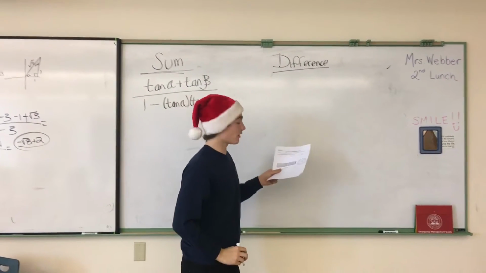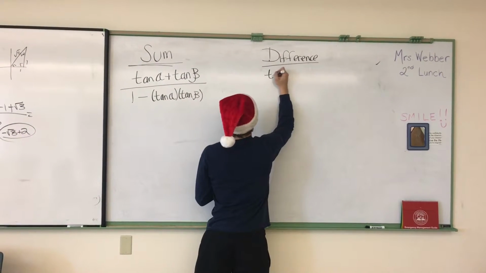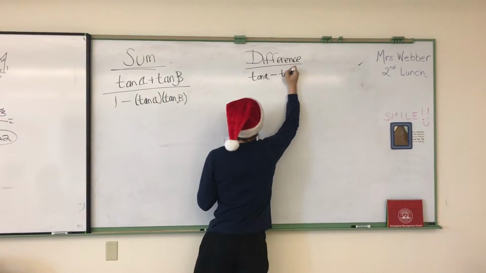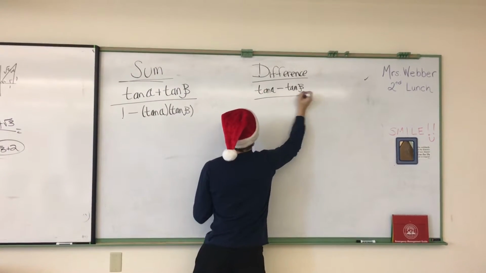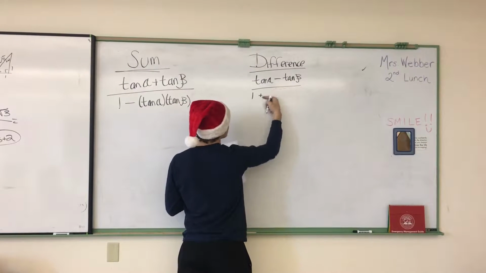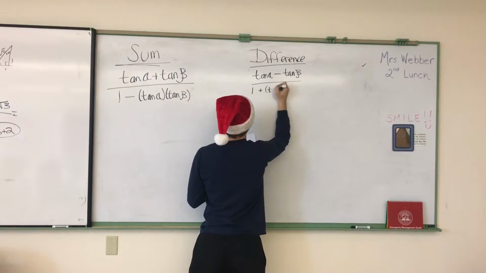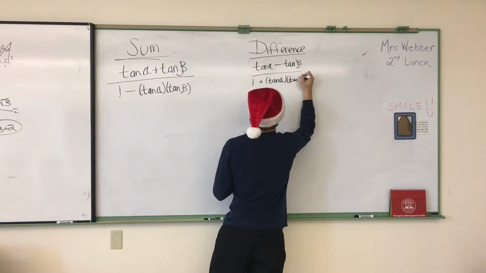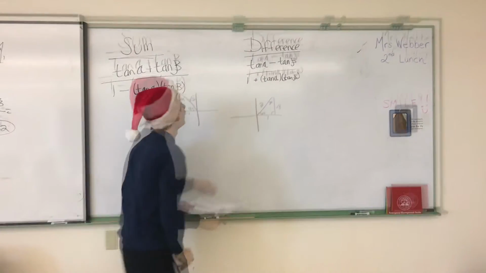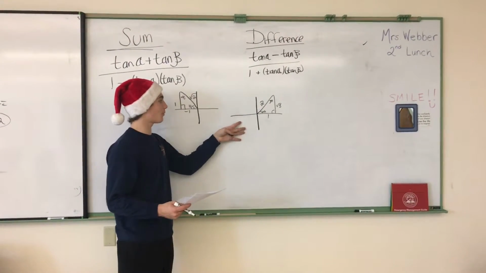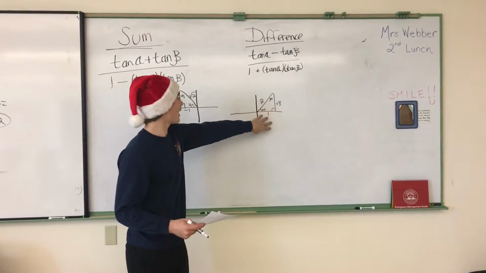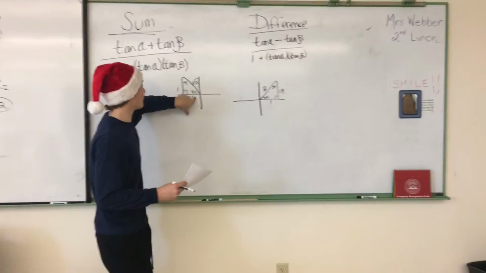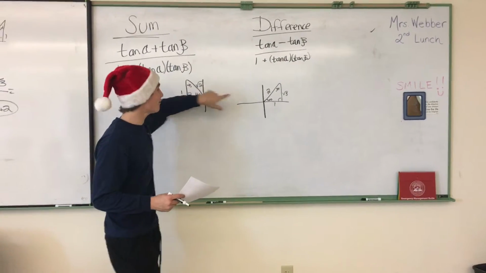And for the difference, it's very similar. You just take tangent A, except you subtract it here. And then on the bottom, you add it. It's still the opposite. And you take the product of tangent A and tangent B. When you're dealing with these tangent problems, you're going to want to pick two angles that are what we call good angles here, whether they have a 45 in them or a 60.